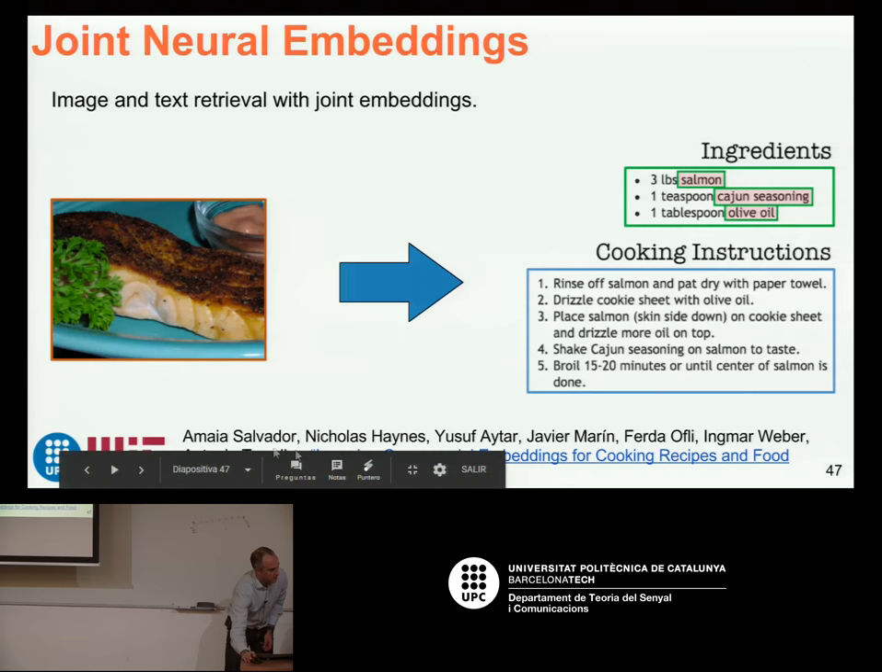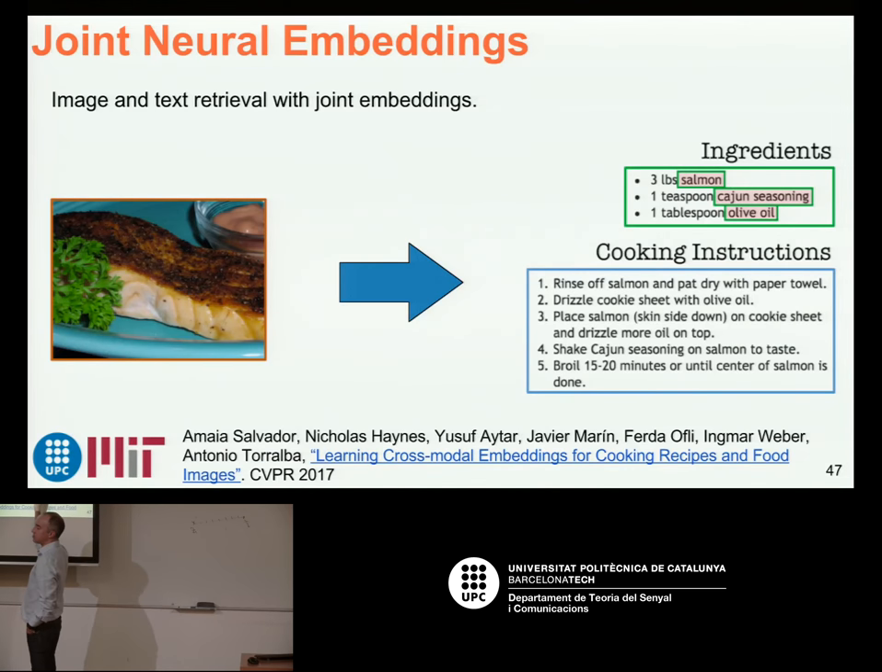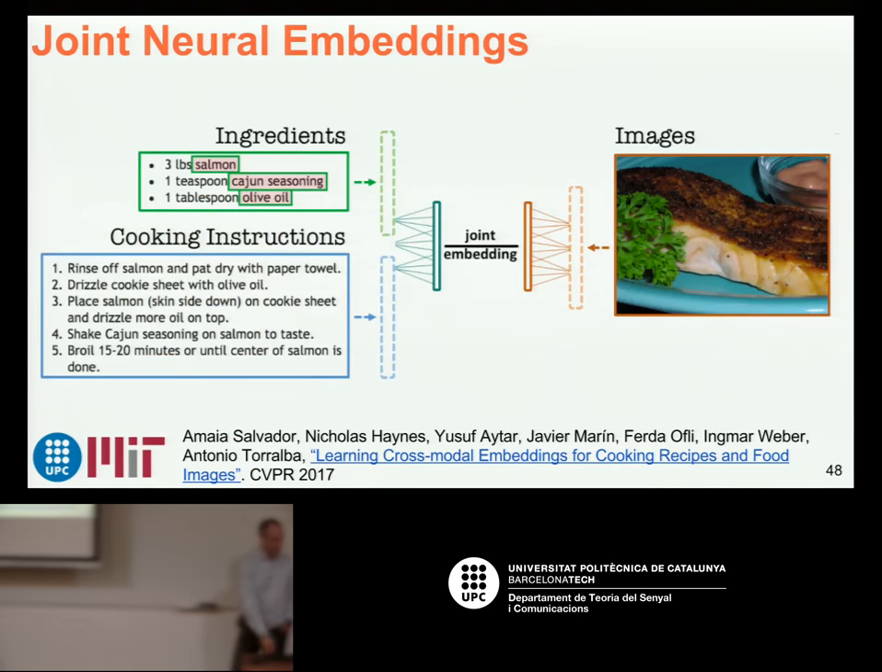That's a work from Amaia Salvador when she was at MIT. She wanted to go from image to recipes. Actually, she can do both ways, but I guess the cool app is to take a picture and get the recipe. And what she did, she trained a joint embedding. As I was saying, she had the image. She trained some neural network that was mapped into this joint representation. And she had a large data set of images and recipes and ingredients. Then she could also go from the instructions or the ingredients to this joint embedding.